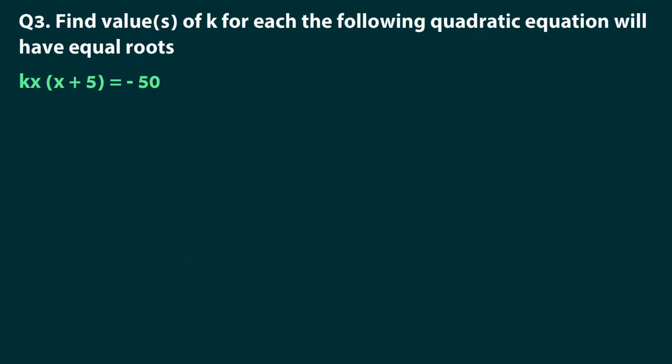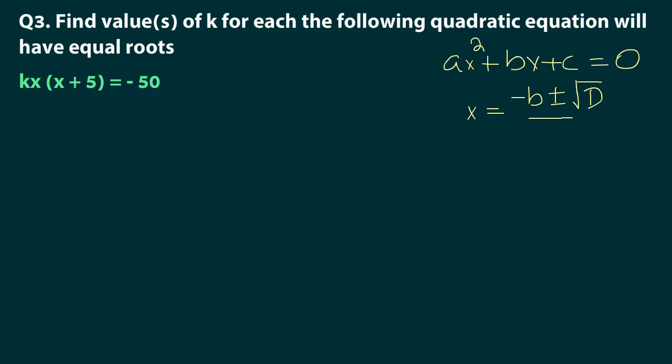Now we know that the standard way of writing any quadratic equation is ax squared plus bx plus c equals 0. And if this is our quadratic equation, then the two roots are x equals minus b plus minus square root of D, uppercase D for discriminant, by 2a. Now what is D? D is simply b squared minus 4ac.